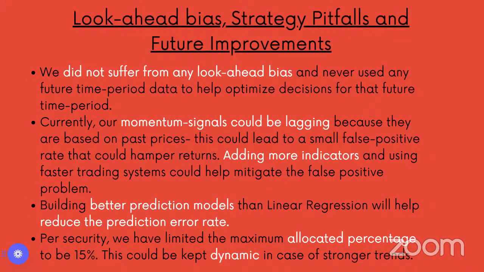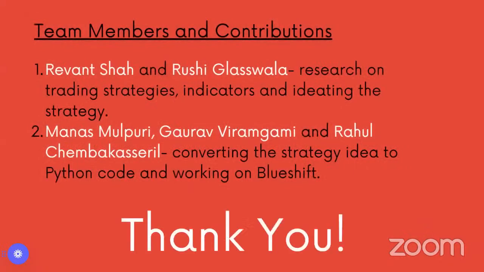And this was related to the pitfalls and improvements that we could have. Like I said, we didn't have any look-ahead bias because we were not using any future data to optimize future decisions. The problem with the current indicators is that they could be lagging because they are dependent on past data. We can solve that by making stronger signals, perhaps using more indicators. Another improvement is making a better predictive model as compared to linear regression, possibly with a larger set than just the previous 20 days. Also, right now our allocated percentage of the portfolio for a security is 15%. We could be keeping this dynamic in case we want to profit from stronger trends. So that's it from our side.